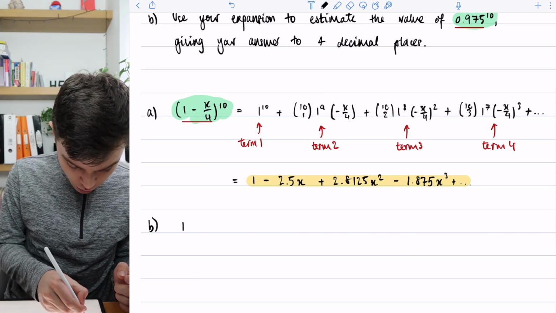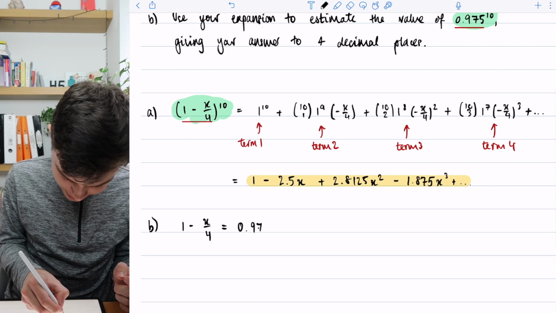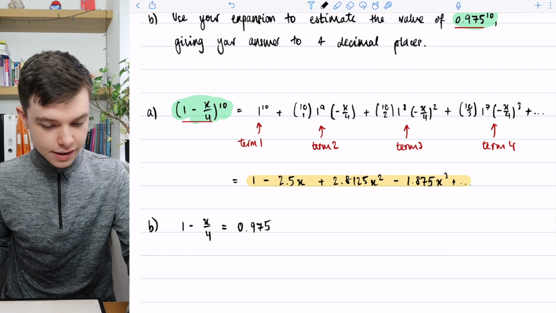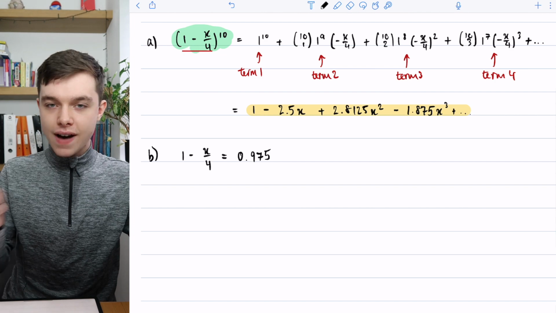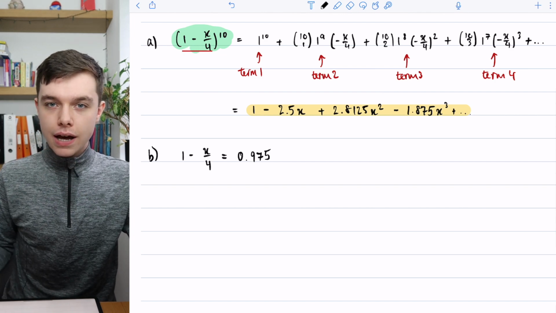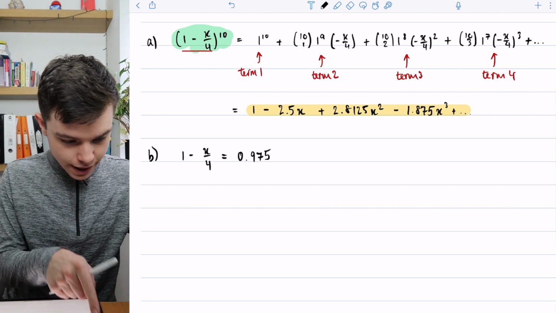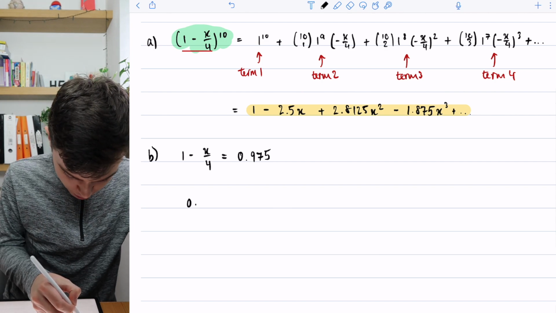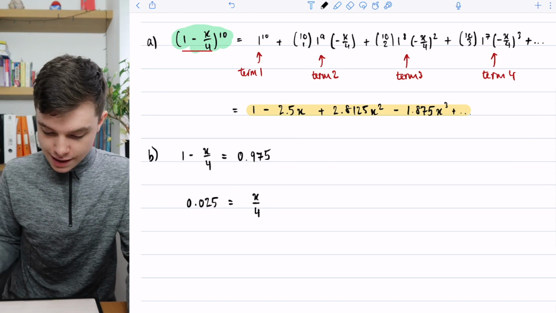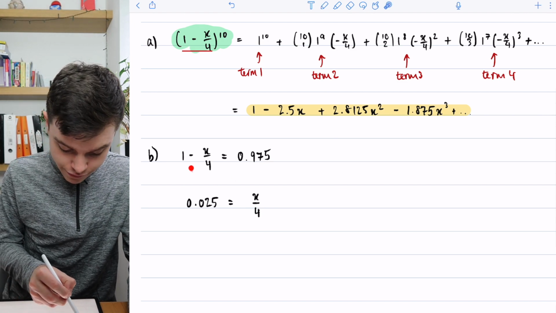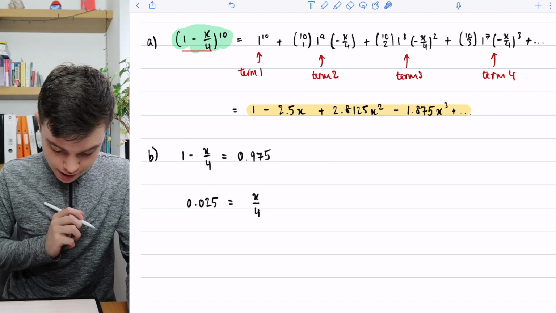So let's do 1 minus x over 4 is equal to 0.975. Okay, I'm just going to use my calculator here so I don't get anything wrong. I am then going to minus 0.975 to both sides and add x over 4 to both sides to give me this. And I'll just double check this on my calculator. So that is 0.025 is equal to x over 4. Hopefully that makes sense what I've done. I've taken 0.975 over to here, and in the same step I have added x over 4 to both sides.